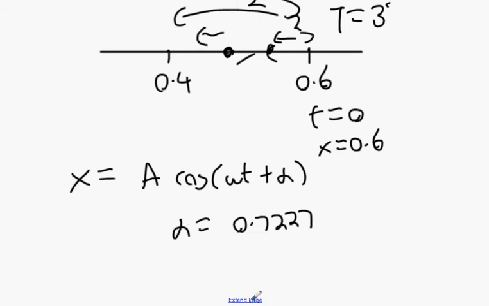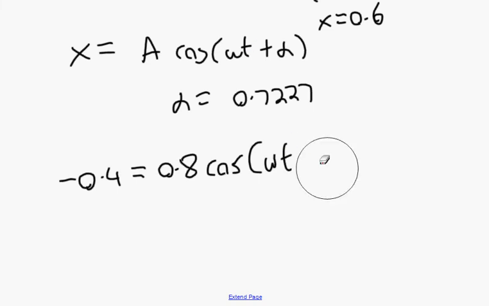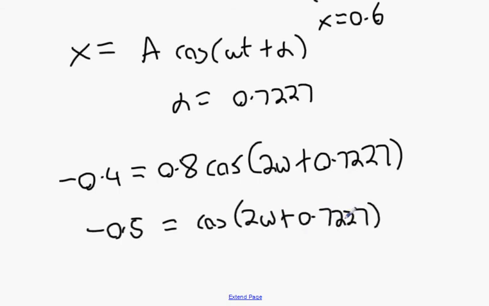Here's the hard part. What's 0.4 out the other side? Minus 0.4 equals an amplitude of 0.8 times the cosine function times your new omega value, which you don't know, yeah? What's the time? 2 seconds like last time. So 2 seconds, 2 omega, plus your alteration, the 0.7227. Bring it over. It's minus a half, cos(2 omega plus 0.7227).